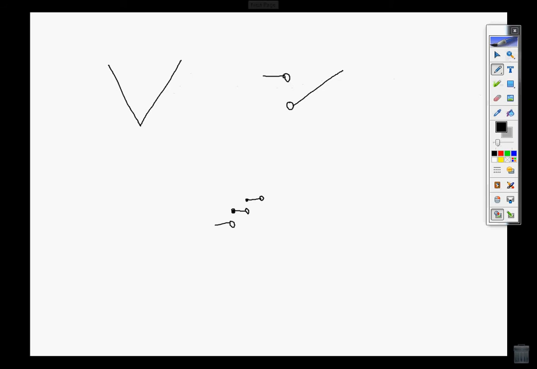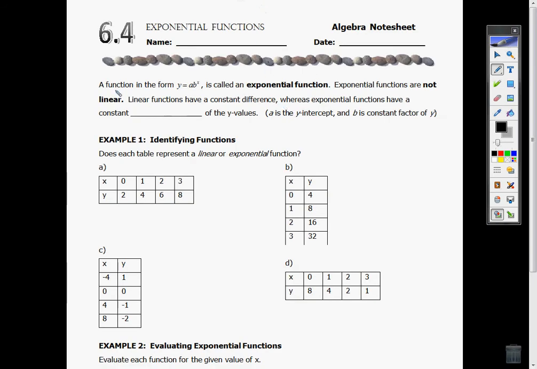So let's go ahead and start taking a look here. A function in the form y equals ab to the x is an exponential function. Exponential functions are not linear. Linear functions have a constant difference. Like, remember when we were talking about, for example, arithmetic sequences. Arithmetic sequences had that common difference that we were looking for. In exponential functions, we are looking for a constant factor. All right, and we'll explore that looking at tables and looking at graphs.